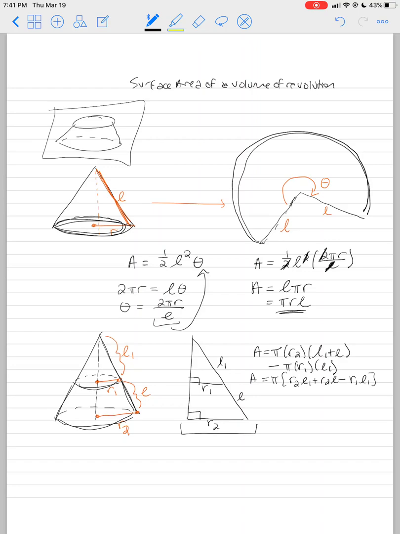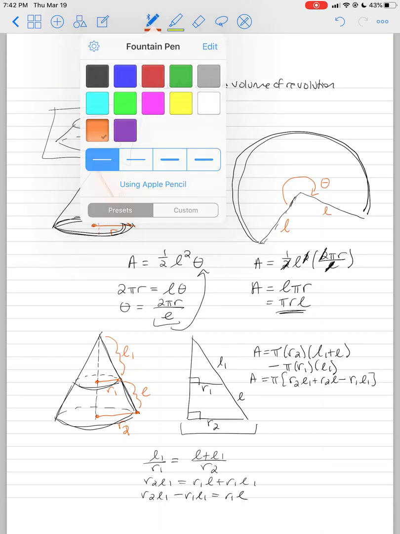Now, I'm going to go to this. This is similar triangles. So from the top triangle, L1 over R1 must equal, from the bottom triangle, L plus L1 over R2. Cross multiply gives me this. Okay, do a little subtraction. Says that R2L1 minus R1L1 equals R1L.